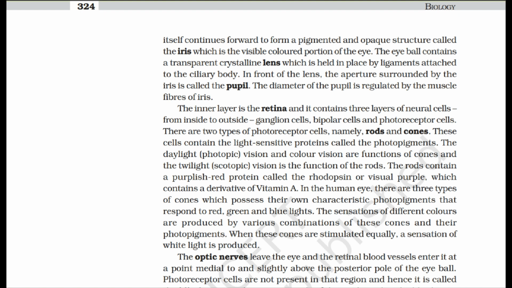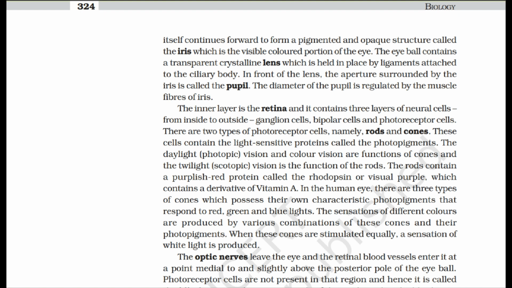The inner layer is the retina, and it contains 3 layers of neural cells, from inside to outside: ganglion cells, bipolar cells, and photoreceptor cells. There are 2 types of photoreceptor cells, namely rods and cones. These cells contain light-sensitive proteins called photopigments.